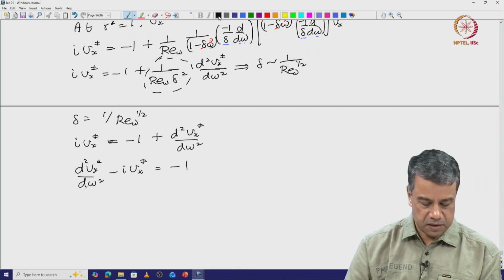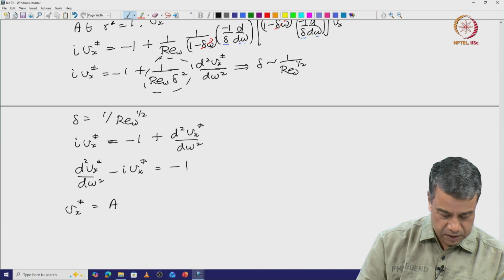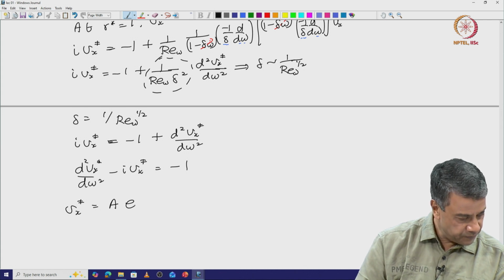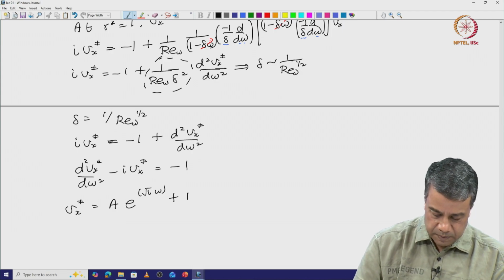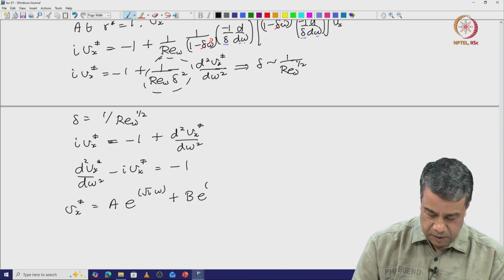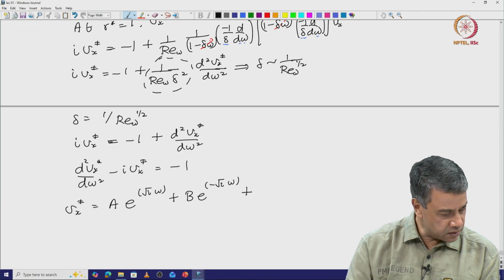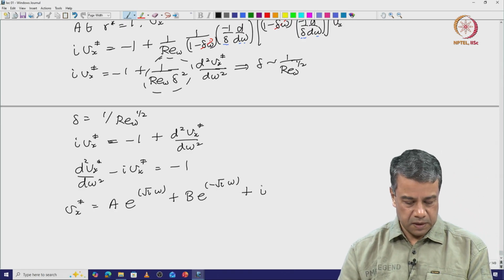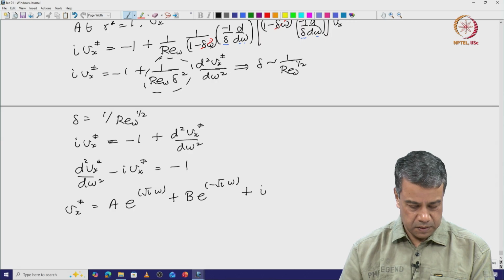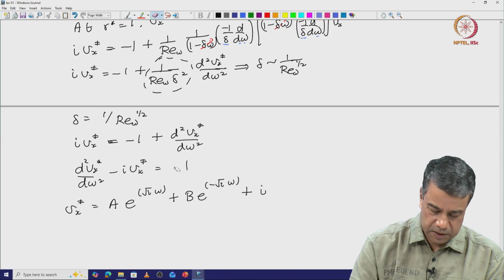The general solution is of the form Vx double dagger is equal to a e power root I w plus b e power minus root I w, and the particular solution is just equal to I. I am sorry, on the right side it should be plus 1.